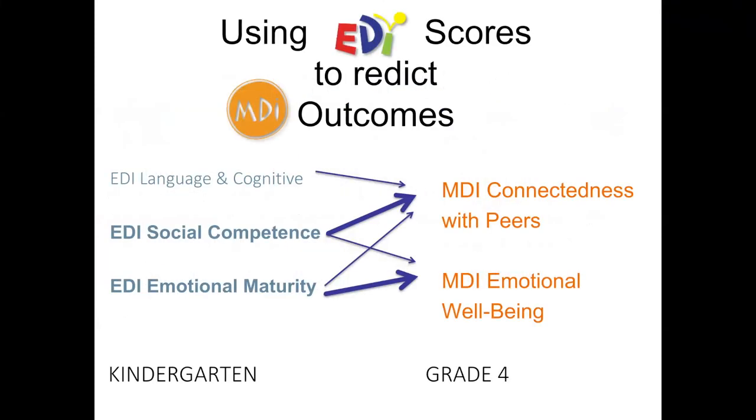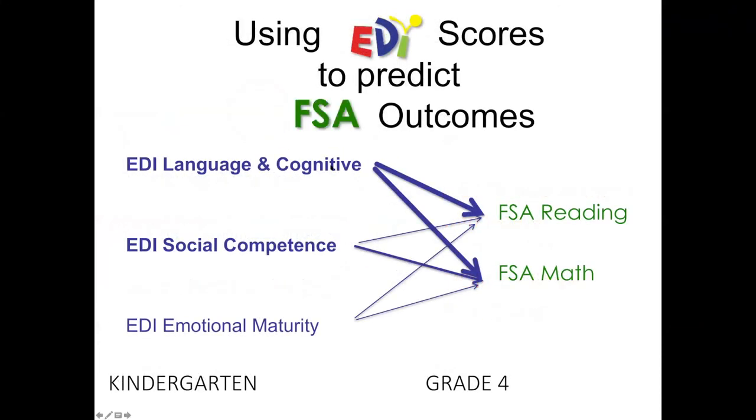And what we find, and this is primarily a validation study, is that the EDI social competence and EDI emotional maturity scales were the two scales that most strongly predicted the student self-rated connectedness with peers and their emotional well-being in grade 4. At the same time, language and cognitive development, so early literacy and numeracy at kindergarten age, predicted most strongly the reading and math scores in grade 4. And social competence was still a significant contribution with regard to a couple of the scores. So all to say is we do see a signal, and it speaks to the validity of the EDI in terms of teacher ratings still being connected to student tests and self-ratings 4 or 5 years later.